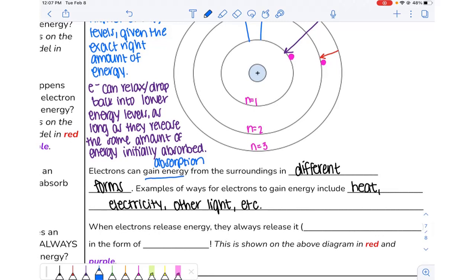But when electrons fall back down to lower energy levels, we call this emission. They release energy, they are emitting energy.